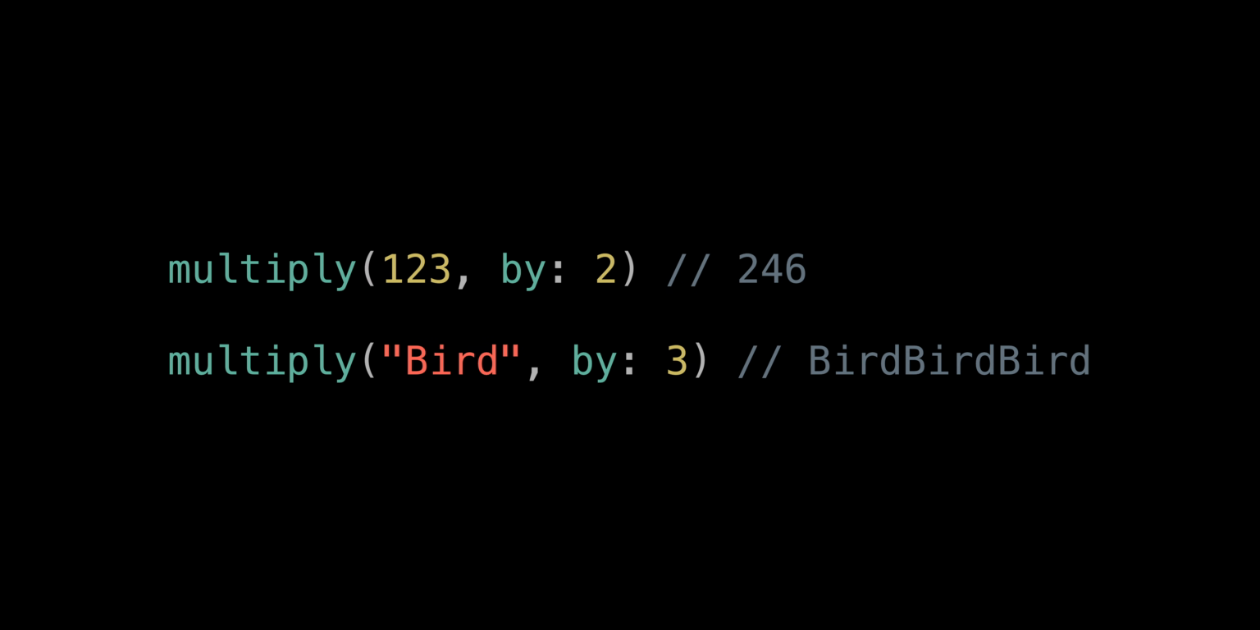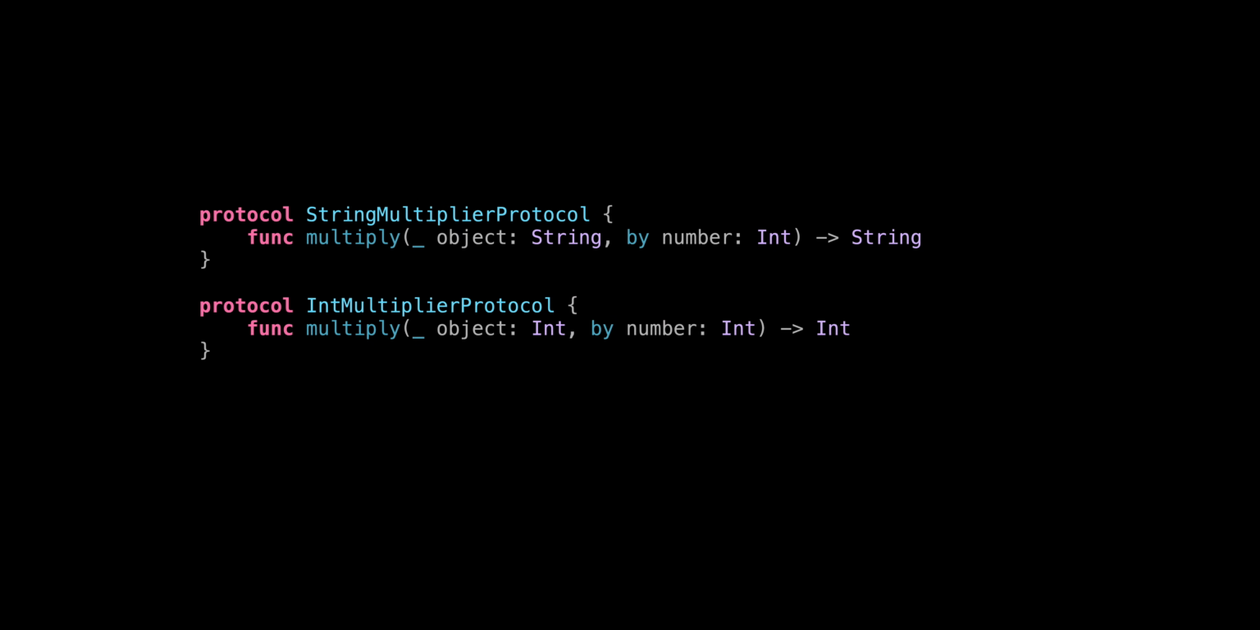For instance, multiplying a number works just as you'd expect. And multiplying a string means repeating it a given number of times. For now, let's just focus on these two types, strings and integers. Without generics and without associated types, you'll have to declare two separate protocols.